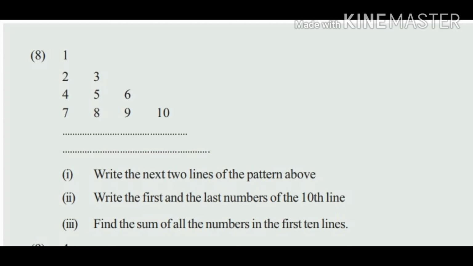The second sub question is, write the first and the last numbers of the 10th line. Okay, when we continue the process, what will be the first number and the last number of the 10th line. Now the third sub question, find the sum of all the numbers in the first 10 lines. Okay, very important one. So let's see how to solve.